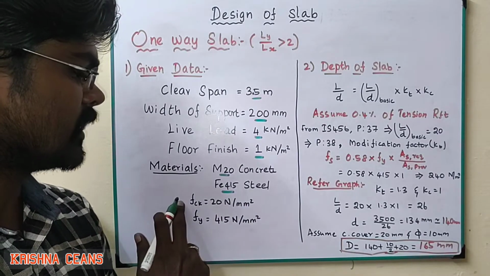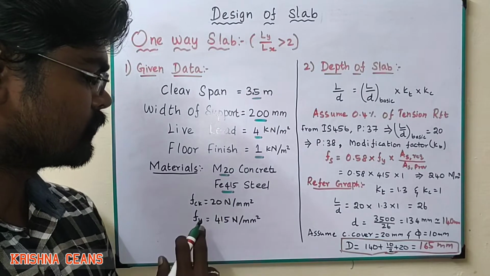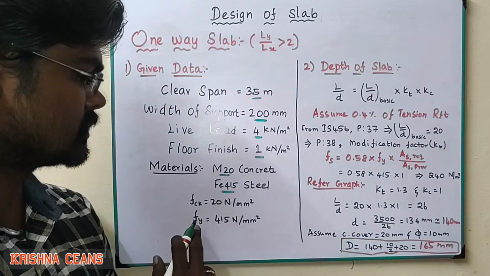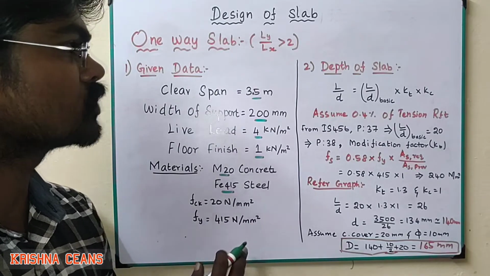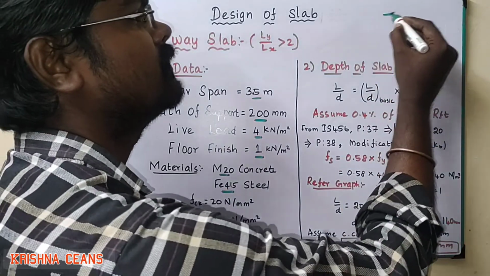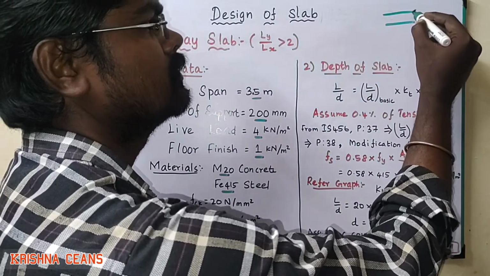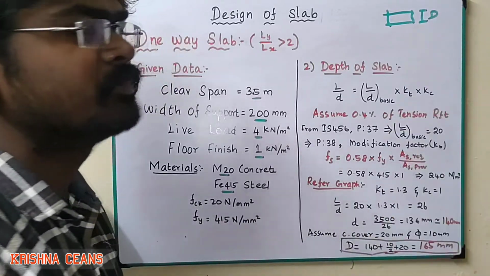So characteristic compressive strength fck is equal to 20 Newton per mm square. The tensile stress fy is equal to 415 Newton per mm square. So first we have to find the depth of the slab. So this is the slab, and we have to find the depth of the slab.